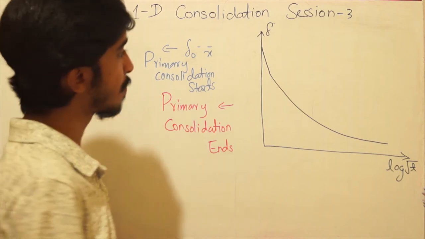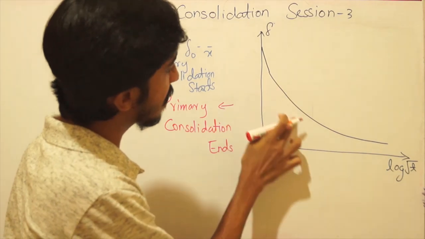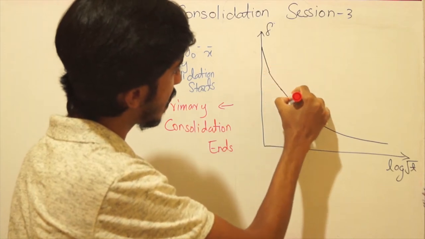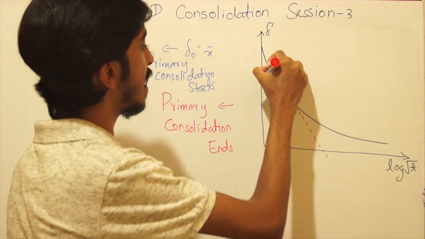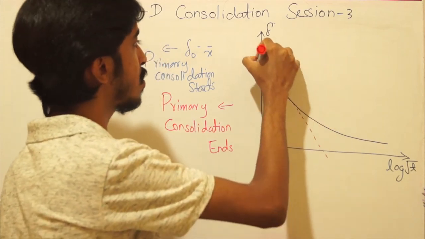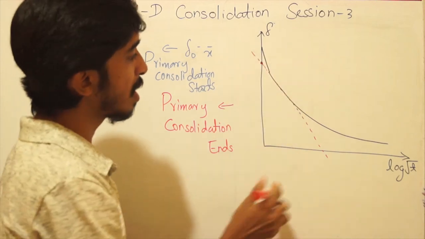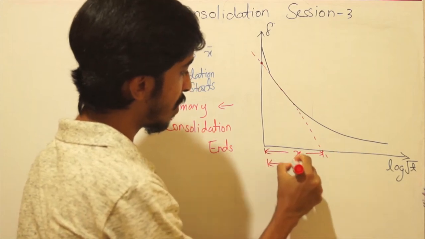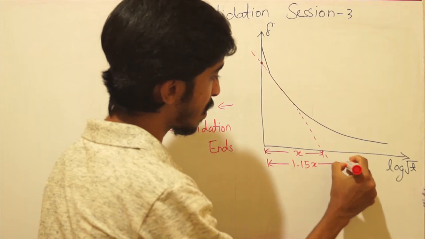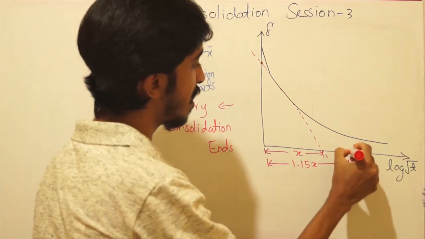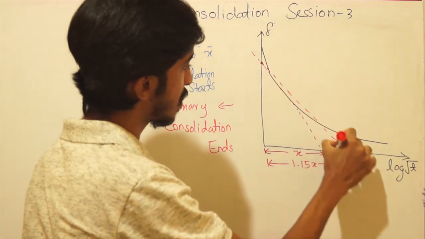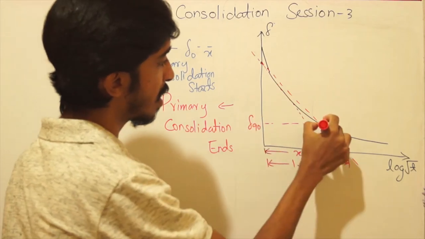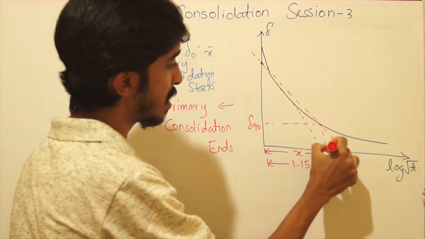Here he proposed, in this area where there is a steep slope, to find a line which connects many points and extend it up to the time axis and back to the settlement axis, and measure this distance and get 1.15 times of it. Mark that point. From here, we connect these two points to where it cuts the graph, which gives the 90% of settlement and the particular time. This is t90.